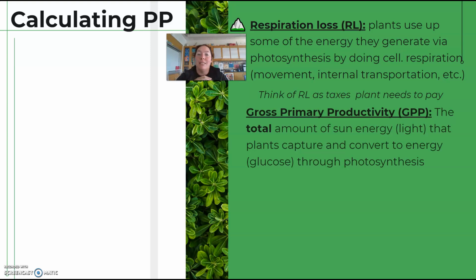Gross primary productivity is like how much sunlight energy was converted into sugars through photosynthesis. That's the total amount that was in the area. So that's like how much do I make per hour times how many hours I worked. So I make $10 an hour, I work 20 hours, I make $200. That's my gross paycheck, okay? But we have to take out the taxes. We have to take out the respiration loss.